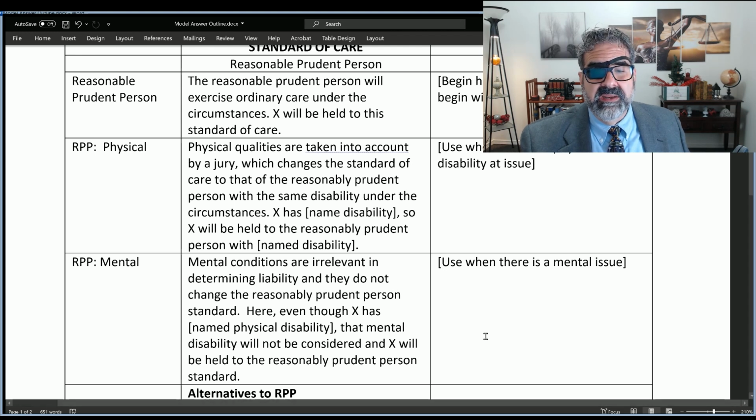Mental conditions are irrelevant in determining liability, and they do not change the reasonably prudent person standard. Here, even though Matt has schizophrenia, that mental disability will not be considered, and Matt will be held to the reasonably prudent person standard. But again, I only use this if there's a mental disability at issue. If not, I skip it.